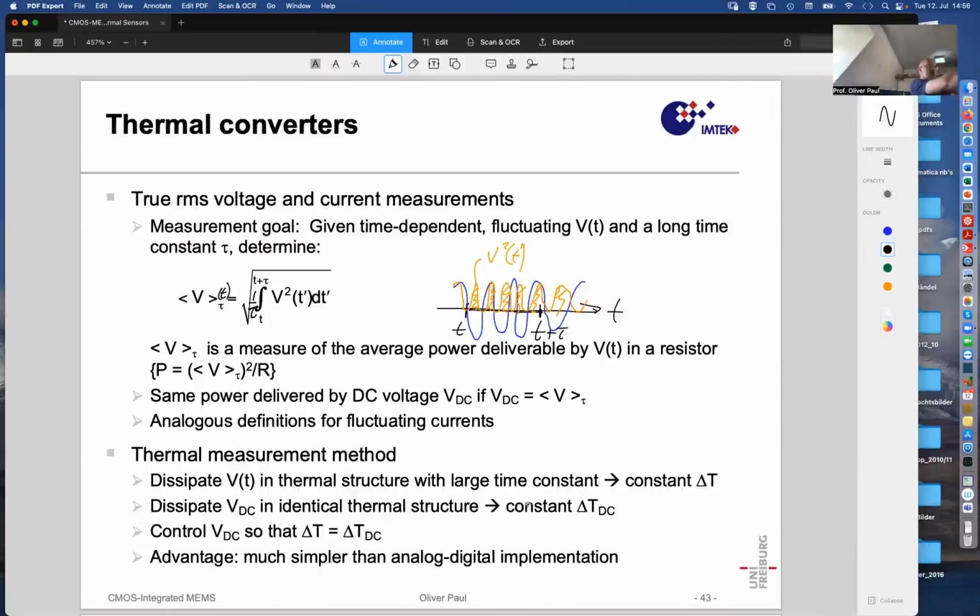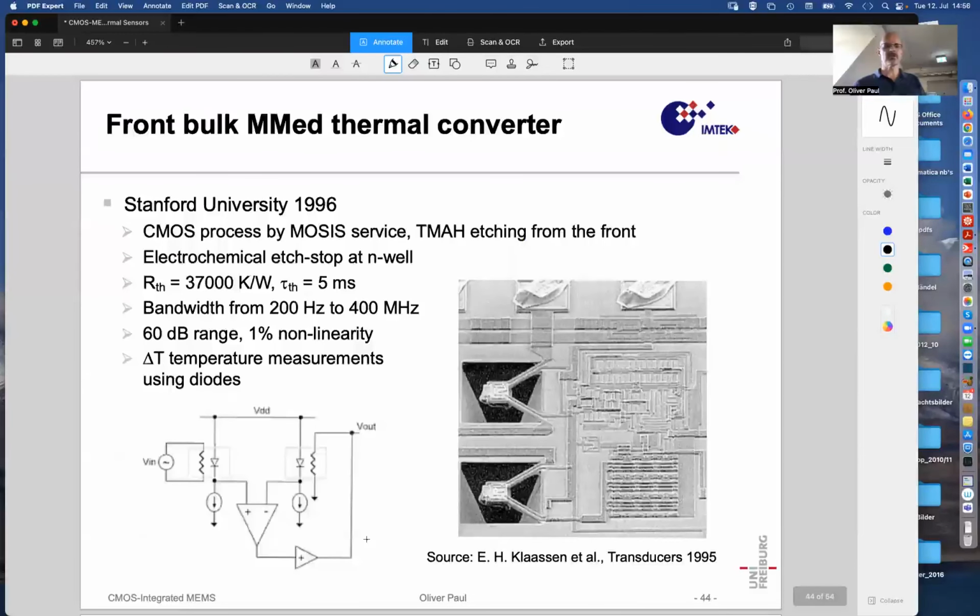And when those two temperatures are identical, then one knows that the V of t dissipates the same power on average as the DC voltage. So this is a control system that has to tune the structure into a working point where the two temperatures are the same. So the control VDC has to ensure that whatever delta T is measured on one side and delta T is measured on the other side, they match. And so this is much simpler than an analog digital implementation.